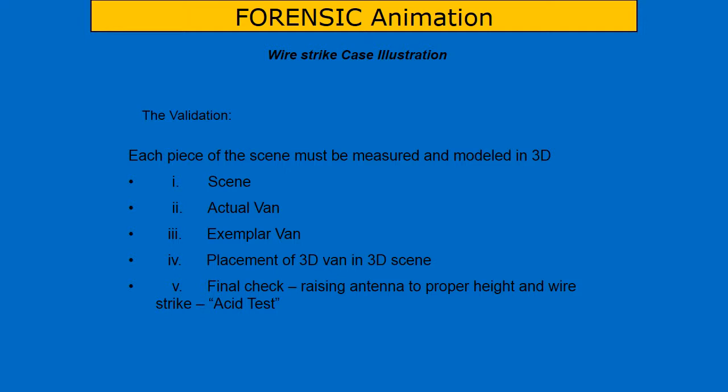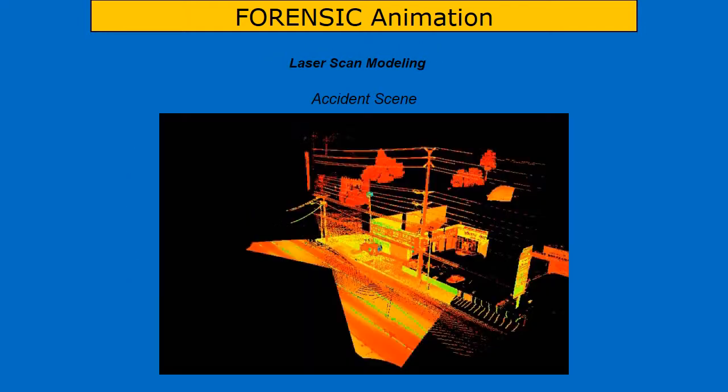So to recreate this situation, we obviously had to have an accurate model of the scene and the actual van. The actual van, as you saw there, became toast after being electrocuted and was no longer functional. So we got an exemplar van. One of the challenges was to make sure the exemplar van was actually exemplar. Then finally, once we have all this, place the 3D van into the scene and do a final check: raise the antenna to the proper height and wire strike to see what we have.